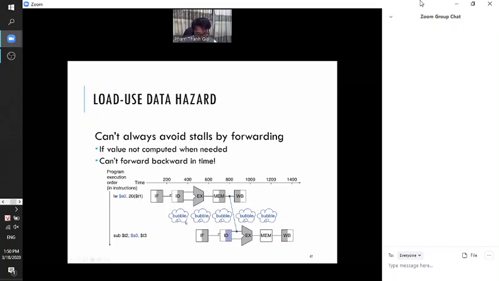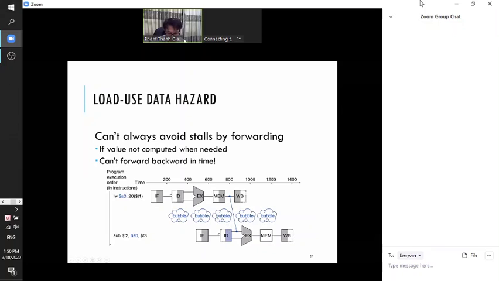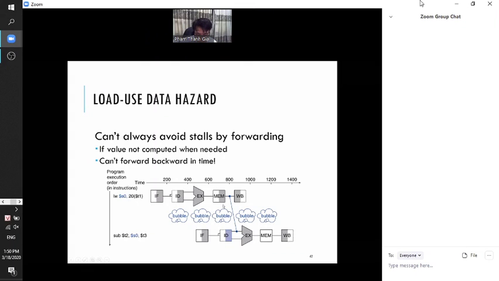And so in that case, we need to wait until the memory access is finished to have the parameter for running the next instruction. So in that case, we have one bubble here.